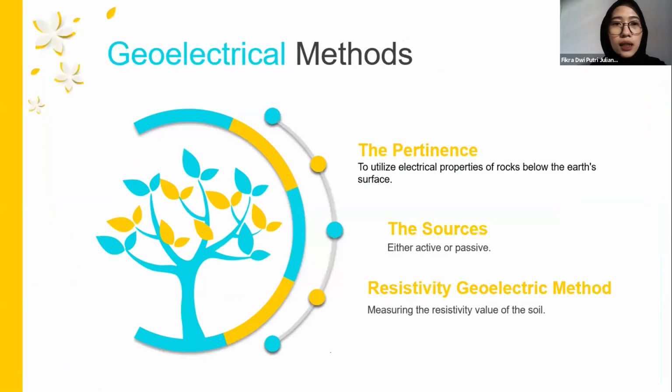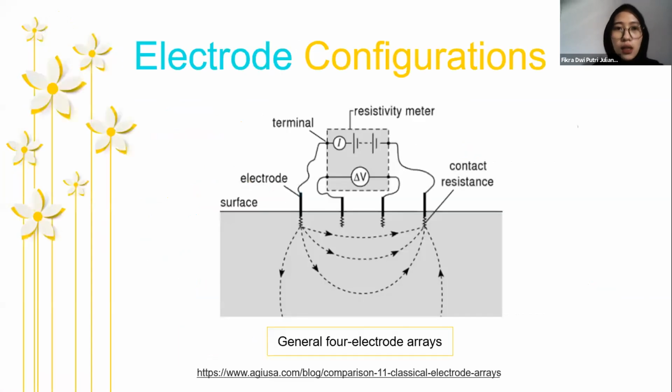Next, the pertinence of the geoelectrical method is to utilize the electrical properties of rocks below the Earth's surface, and the source is either active or passive. And the resistivity geoelectric method is measuring the resistivity value of the soil. This is the electrode configuration from the geoelectrical method. This is the general picture for the electrode array.